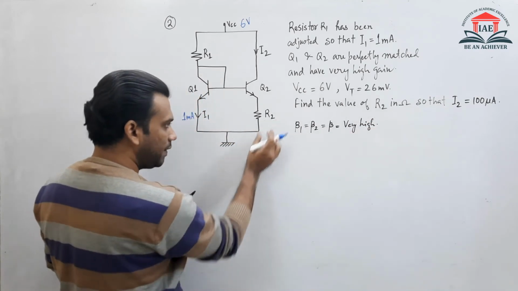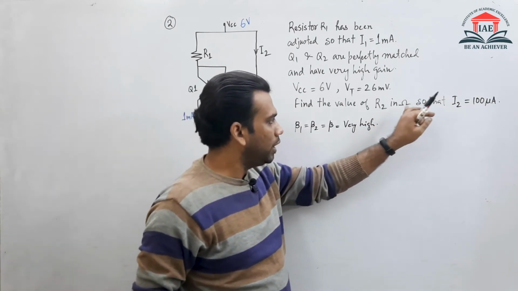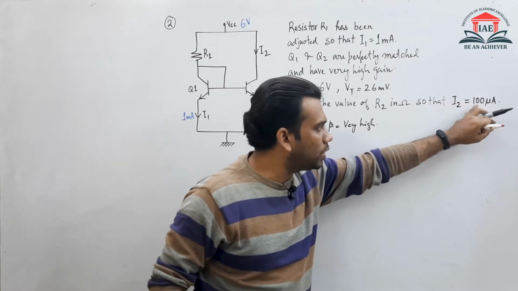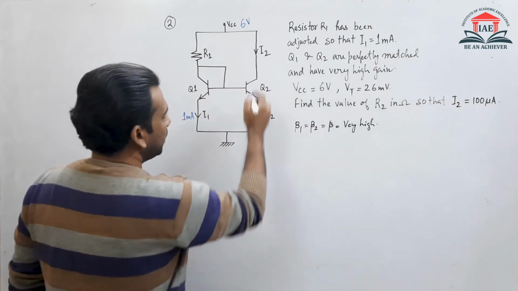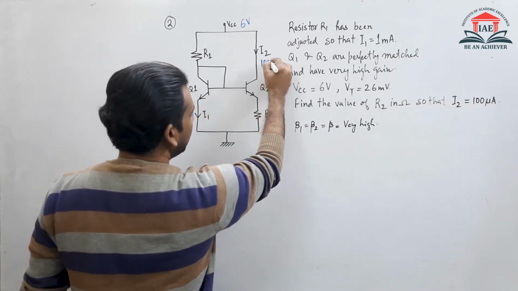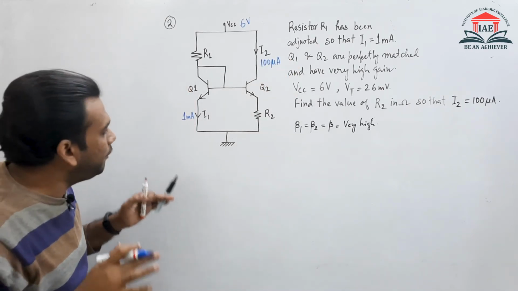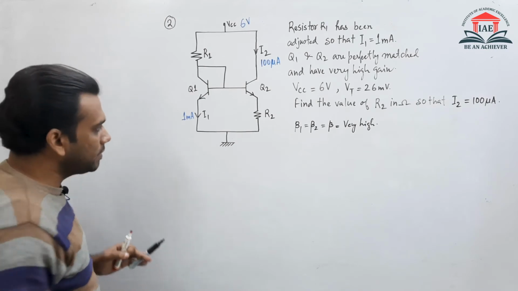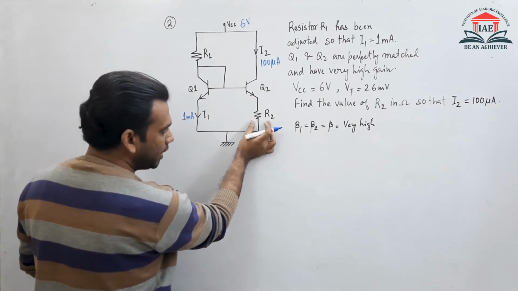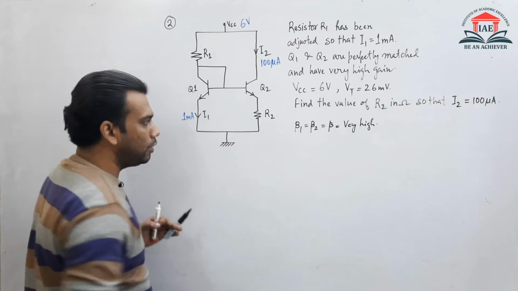So find the value of R2. Where is R2? This one. Find the value of R2 in ohm so that the I2 current is 100 microampere. What is the I2 current? 100 microampere. Now if you look at the circuit very carefully, a resistance R2 has been connected here. We have to find the value of R2.